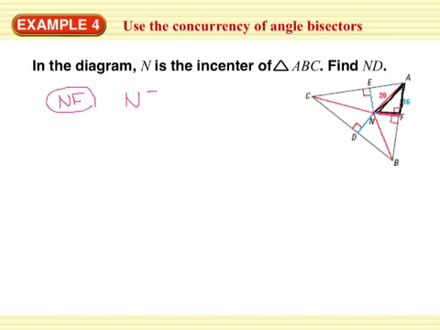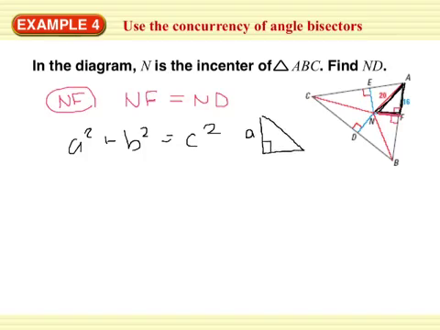Because NF is equal to ND. Okay, I don't have enough information to find ND, but I do have enough information to find NF. So let's use the Pythagorean theorem. A squared plus B squared equals C squared, where A, B, and C, if I have a right triangle, A and B are the legs of the right triangle, and C is the hypotenuse. Okay, the hypotenuse is across from the right angle. So C is 20. A is 16, and we don't know what B is.